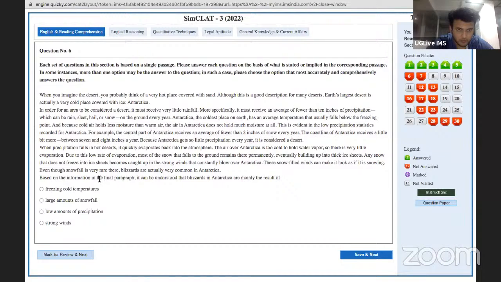Based on the information found, it can be understood that blizzards in Antarctica are mainly the result of freezing cold temperatures, large amount of snowfall, low amount of precipitation, strong winds.